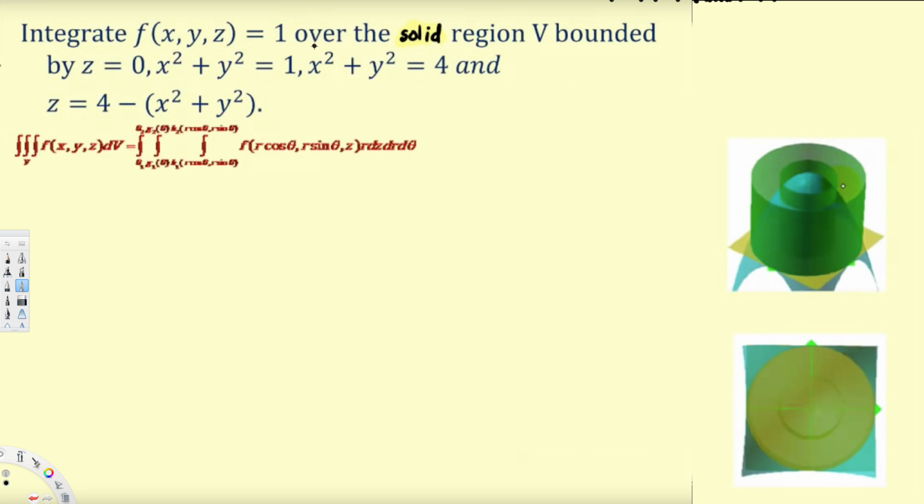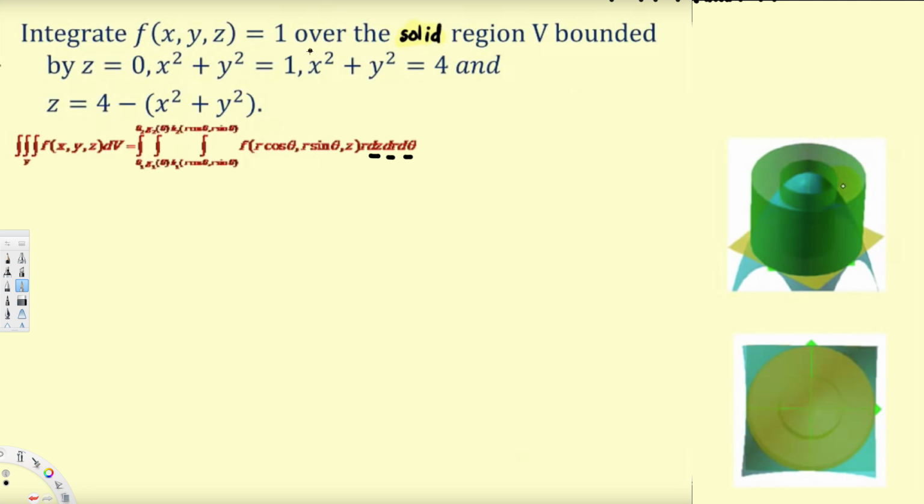Okay, now let's look at our limits of integration. First we have to know, we are going to integrate this one with respect to z, r and theta. So we have to know what the limits of integration are for these three, right? Now let's begin with z.